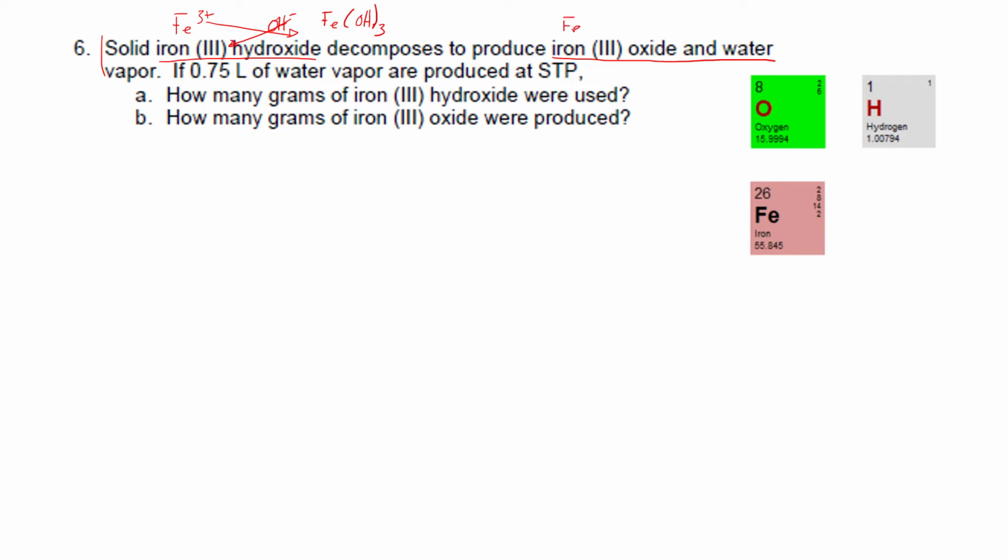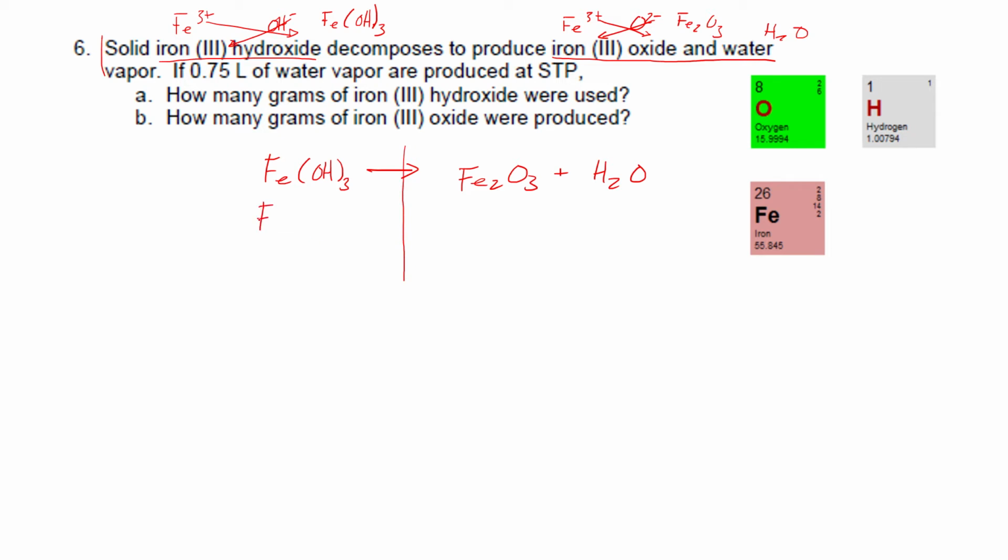Iron 3 is right here, Fe3+. Oxide is O2-. Again, do the old switcheroo. That means iron 3 oxide is Fe2O3, and water is, of course, H2O. So we know that Fe(OH)3 becomes Fe2O3 and H2O. And now we got to balance it real quick.